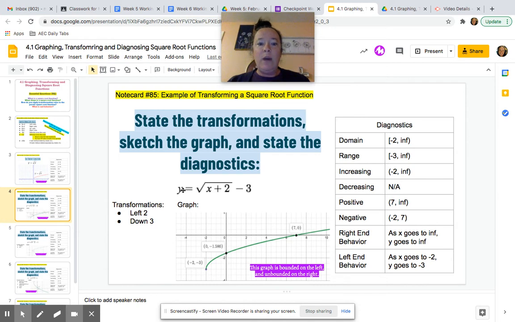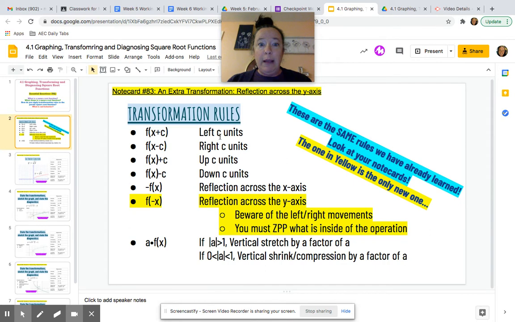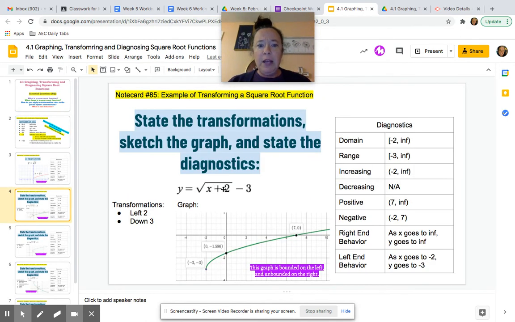So given this, y equals the square root of x plus 2, minus 3. Now the x plus 2 is the part under the square root, so that's the part that affects the left and right movement. Remember, if you're inside of the operation and it's a plus, you go left that amount, and if it's a minus, you go right that amount. So on this one, we're going to go left 2, and down 3.